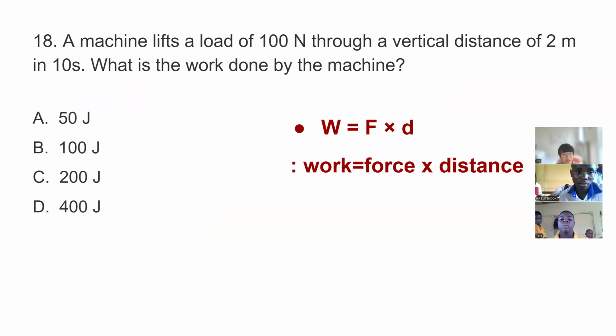Then let's solve this question. A machine lifts a load of 100 Newton through a vertical distance of 2 meters in 10 seconds. What is the work done by the machine? Can anyone answer this question?